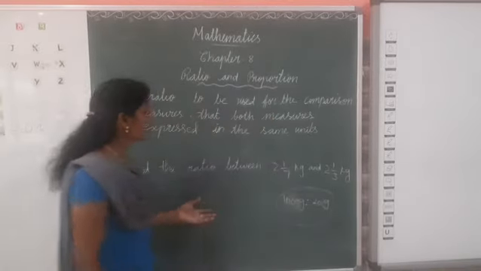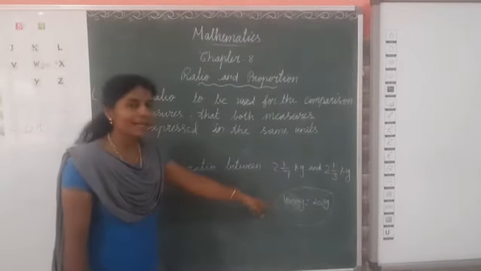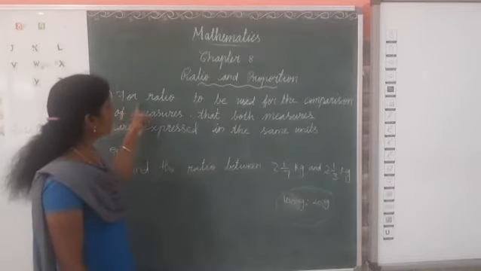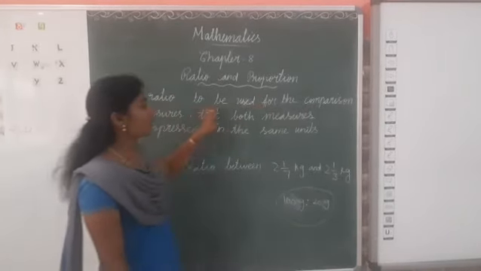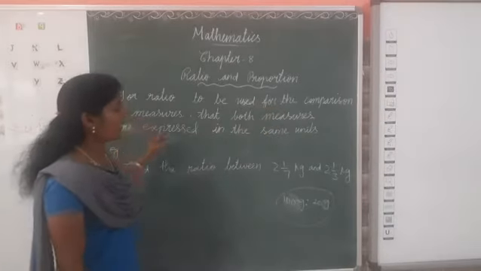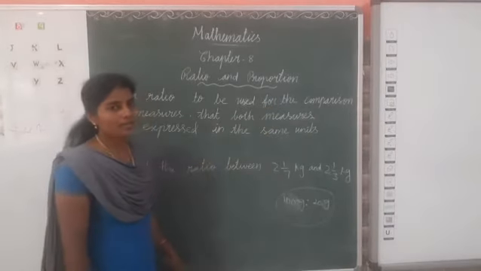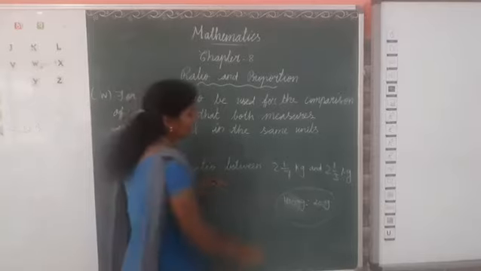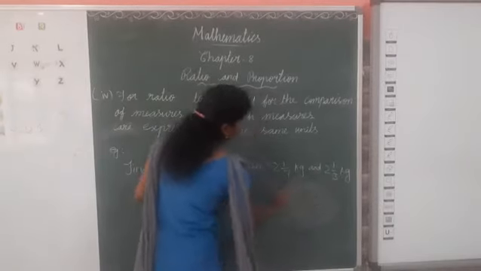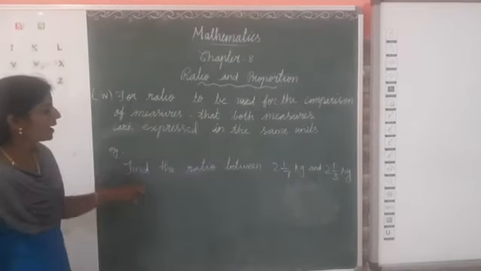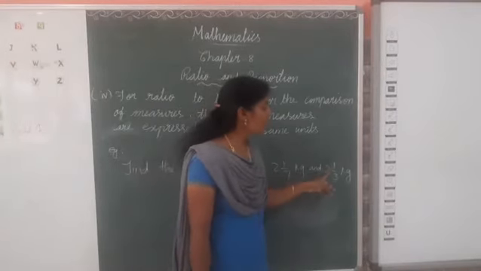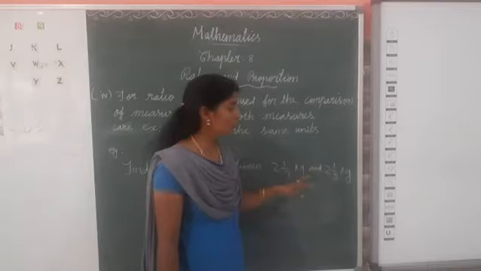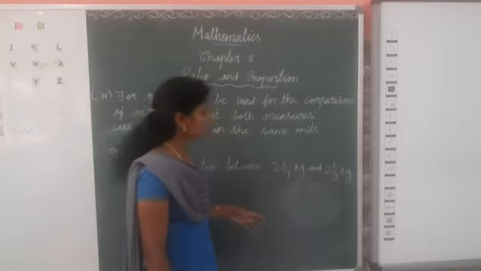Then we can write it as a ratio. For a ratio to be used for comparison of measures, both measures must be expressed in the same units. Are you clear? Now an example: find the ratio between 2 1 by 7 kg and 2 1 by 3 kg. Same unit, so no need to change any units.